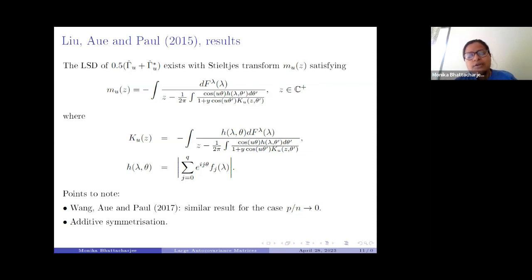And this equation is actually difficult to deal with, and there are many things that we cannot basically find out from this equation. Or maybe it's possible to find out, but it will be difficult. Later, we'll see how we can deal with some alternative. The similar result for p by n going to 0 is given in the Wang, Aue, and Paul 2017 paper. And as you can see, they consider only additive symmetrization of this matrix. The Liu, Aue, and Paul paper is in the 2015 Annals of Statistics, and the Wang, Aue, and Paul 2017 paper is in Bernoulli. I will give all the references at the end.